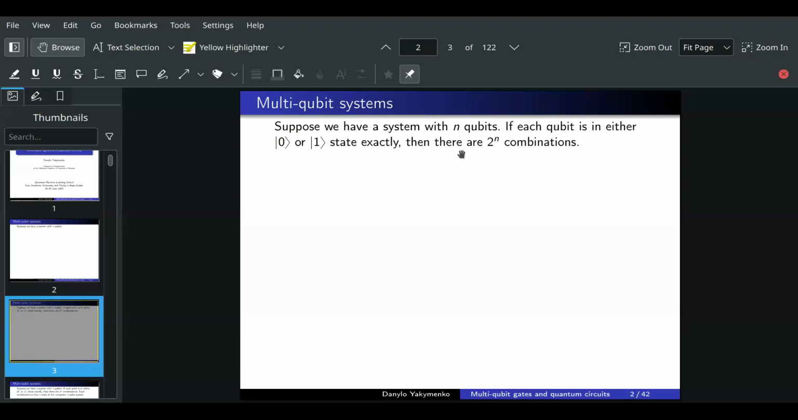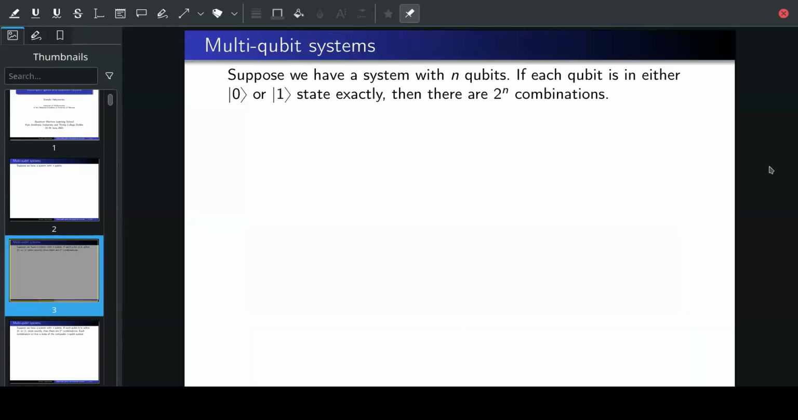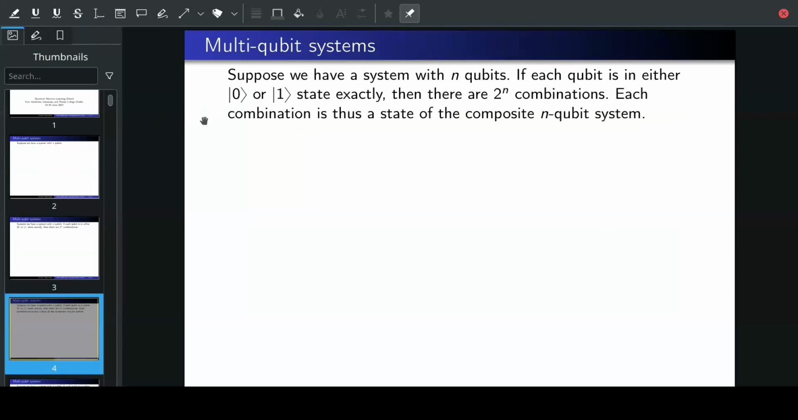qubits. If each qubit is in either ket0 or ket1 state exactly, then there are a total of 2 power n combinations. Each combination is thus some state of the composite n-qubit system.